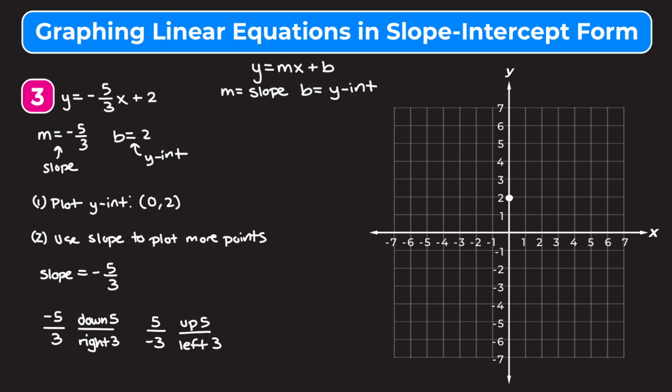So we're going to start at our y-intercept of 2. We're going to go down 5 units and to the right 3 units. And we'll plot a point right here. And now we're going to go back to our y-intercept of 2, and we're going to go up 5 units and to the left 3 units. And we're going to put a point right there. And now I'm just going to put these points in yellow instead. And now we can just draw a straight line through these 3 points. And that is how you graph y equals negative 5/3 x plus 2.